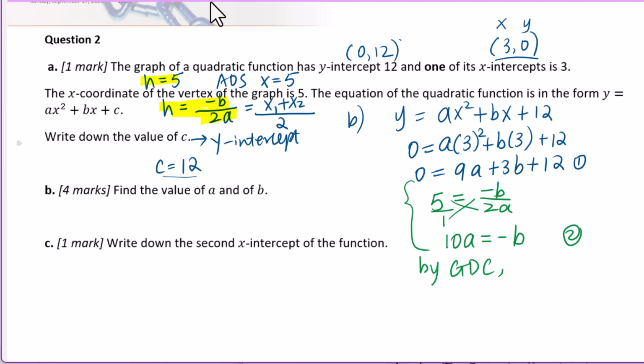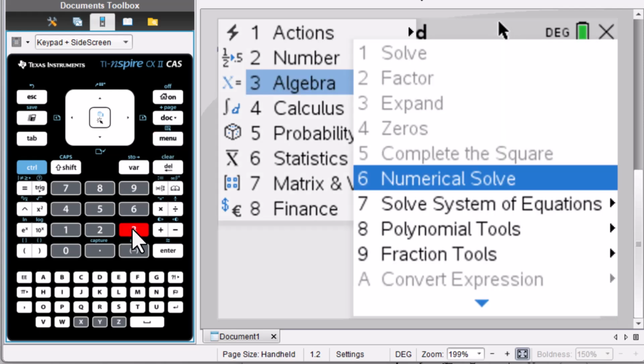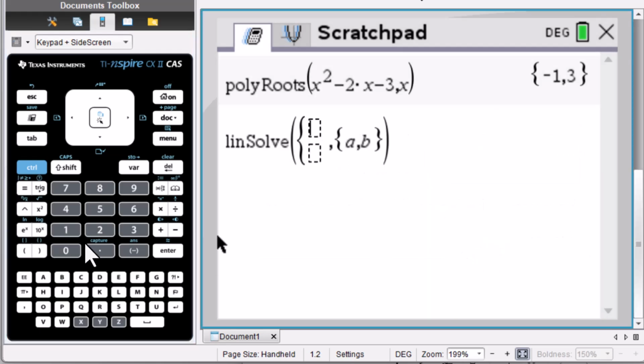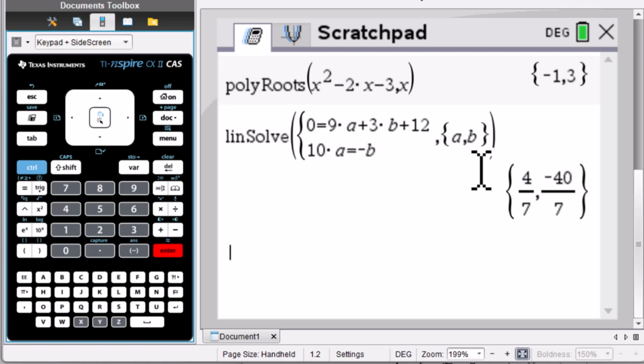So we form this system of equations, and by GDC we can figure out a and b. Menu, algebra, solve system of equations, 7, enter. Number of equations 2. We use a and b, so a comma b here, enter. Type in those two equations, then enter. a equals 4 over 7, b equals -40 over 7.